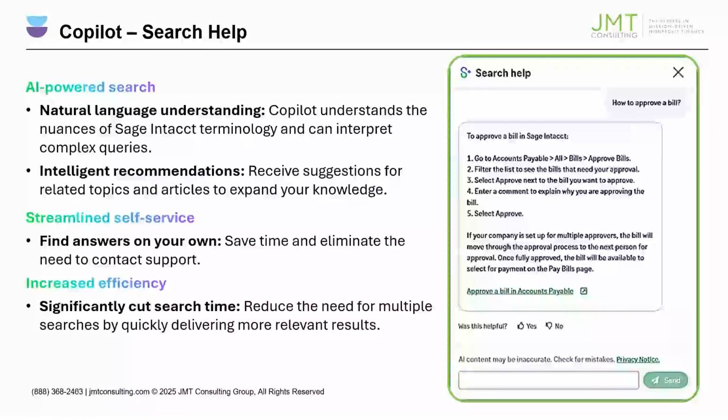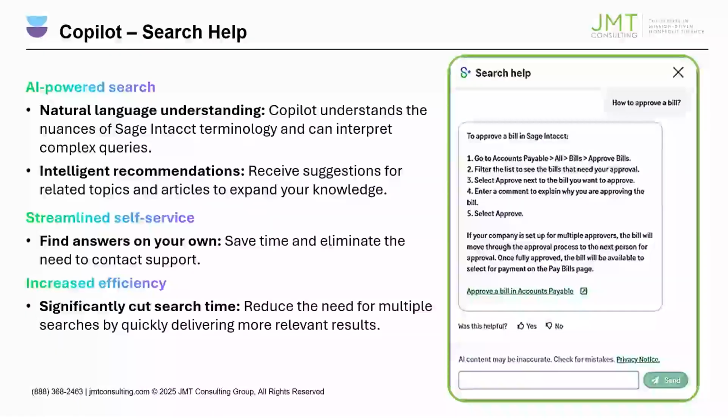Okay, so now let's talk about a new time-saving tool within Sage Intacct, the Copilot Search Help feature. This is an AI-powered search assistant that lives inside your help and support tab, but unlike the traditional help search, this one understands natural language. So you can ask questions the way you would in a conversation, like, how do I approve a bill? Copilot interprets your question, understands Sage Intacct terminology, and gives you an answer, often in a step-by-step format, along with a direct hyperlink to the relevant article for deeper reading. It also delivers intelligent recommendations for related topics and concepts you may want to explore.